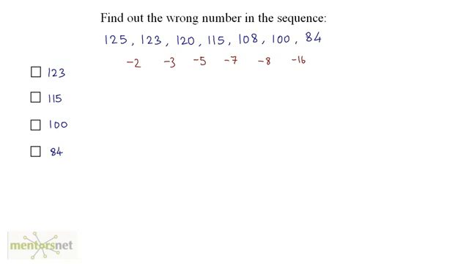So where is the sequence breaking up? Well, here. Why? 2, 3, 5, 7 are all prime numbers, right? And 8 is not a prime number, isn't it? Alright, so this should have been minus 11, so it would have gotten a next correct sequence. So hence minus 8 yields 100, so 100 is the wrong number in the sequence, hence option C.